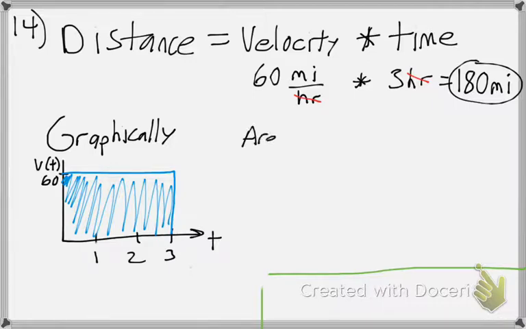So the area under the curve is 180. This is very important because if you want to find the distance traveled and you have the velocity function or the graph of velocity, you just need to find the area underneath the velocity curve.